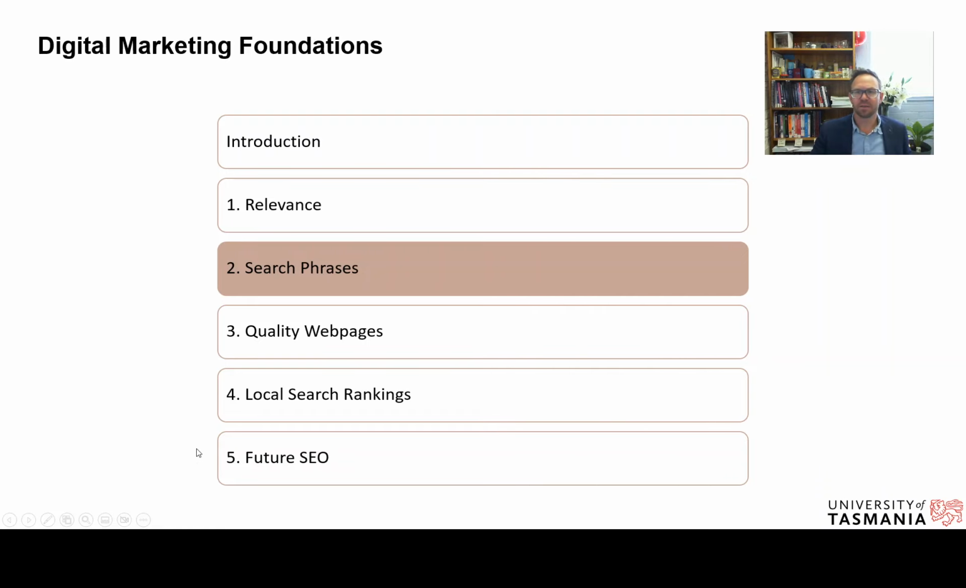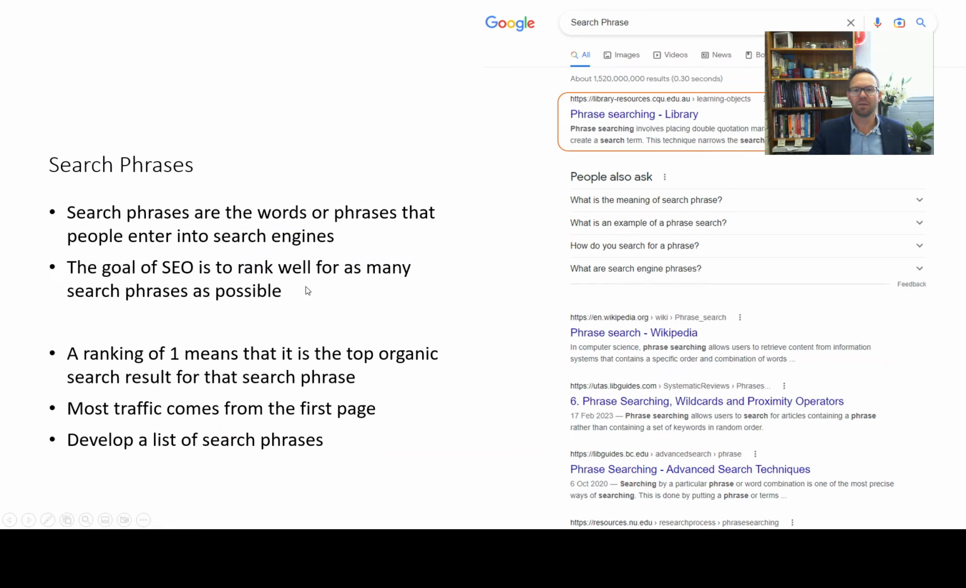Okay, let's look at some search phrases. Search phrases are words or phrases, a group of words that people enter into search engines. The goal for us when we do search engine optimization is to rank well for as many search phrases as possible. We use the example of skateboard.